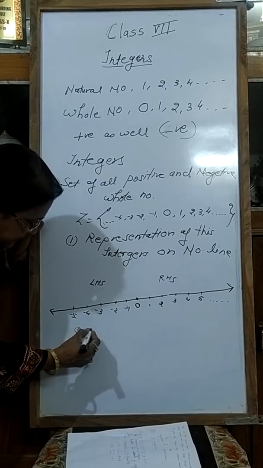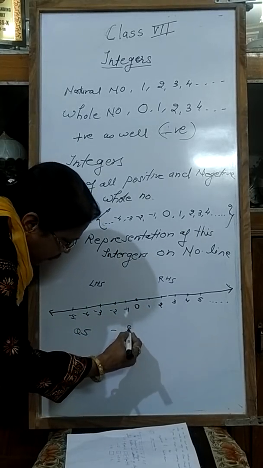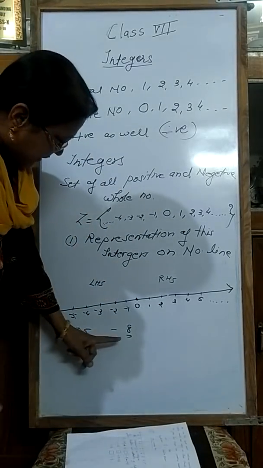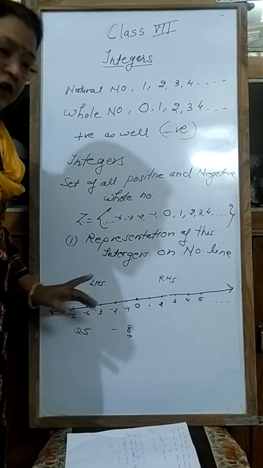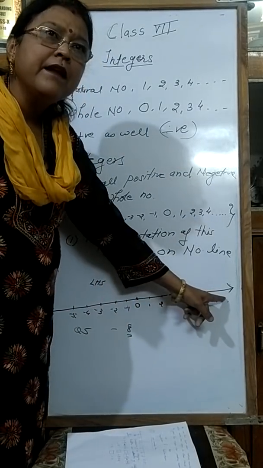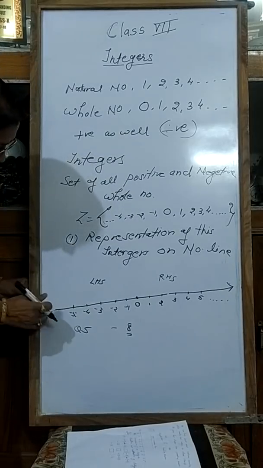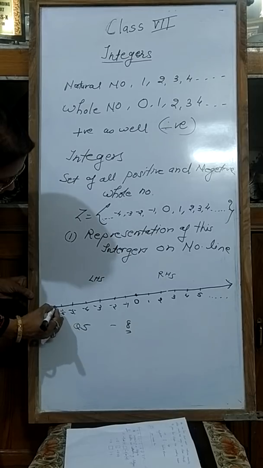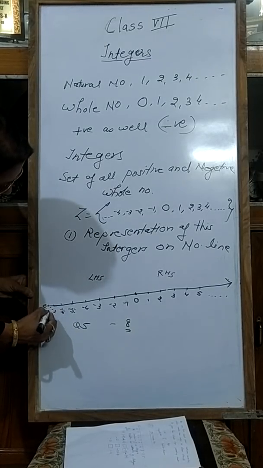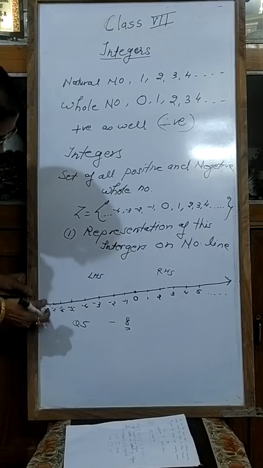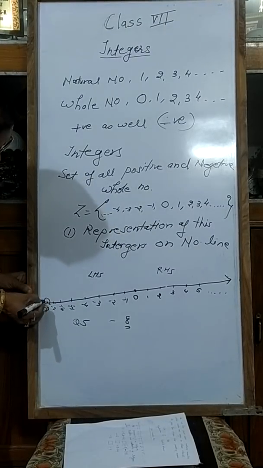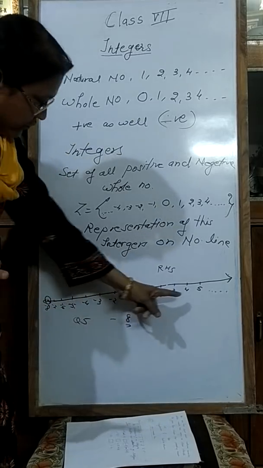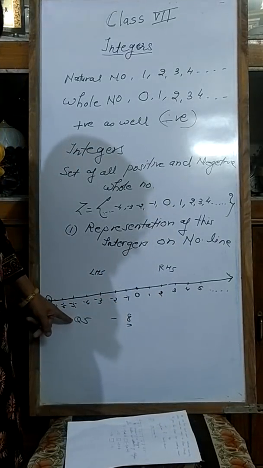Suppose the question is: represent -8 on the number line. You have to draw the number line, and then increase this line in this way. You see this is -6, then it is -7, and this is -8. In this way we can represent this number on the number line. So the first question will cover how to represent an integer on the number line.